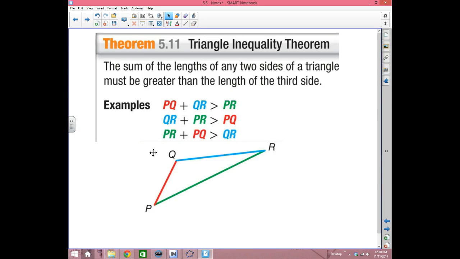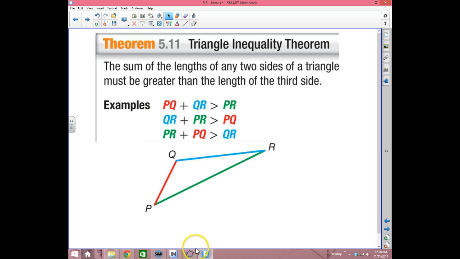Okay, here's a quick little supplemental video to section 5.5, the triangle inequality theorem. So first, here is the triangle inequality theorem. It states that for a triangle, the sum of any two sides has to be more than the third side. It doesn't matter which pair of sides you pick, you add them together, you've got to get more than the third.